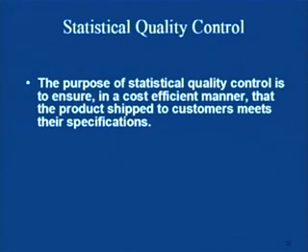The next concept is statistical quality control. This is entirely different from SPC. Here, in statistical quality control, the purpose is to ensure, in a cost-efficient manner, that the product shipped to the customer meets their specification. This is more about the inspection that we discussed earlier.